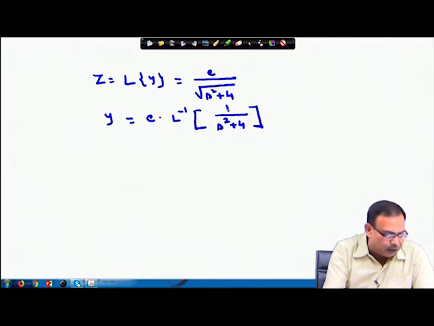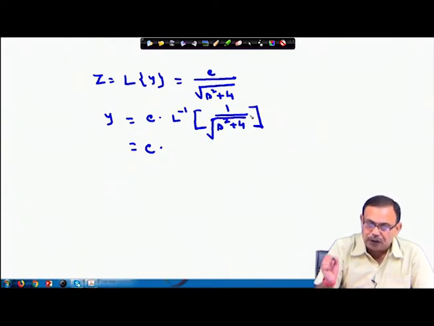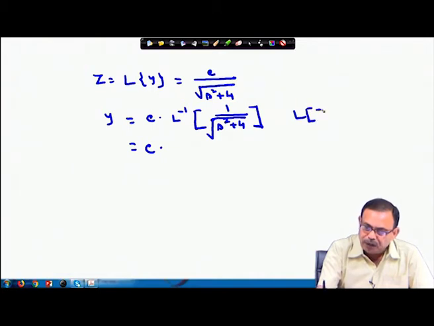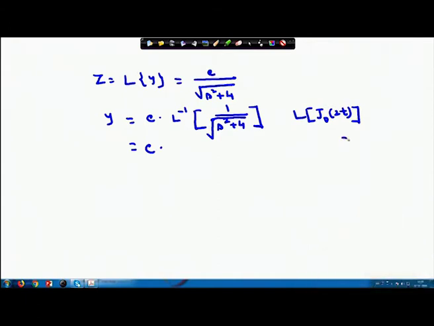And this value is nothing but 1 by root over s square plus 4, because if the root is not there it will be simply sine. So, if you remember, the Laplace transform of J0(2t) is nothing but 1 by root over s square plus 4.